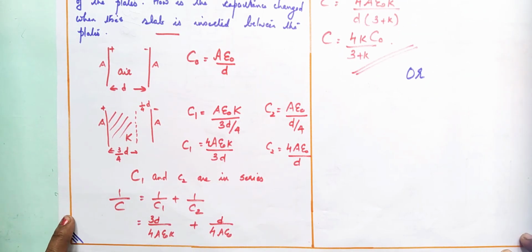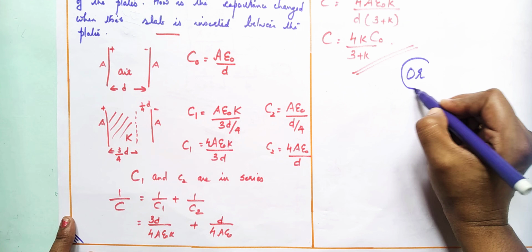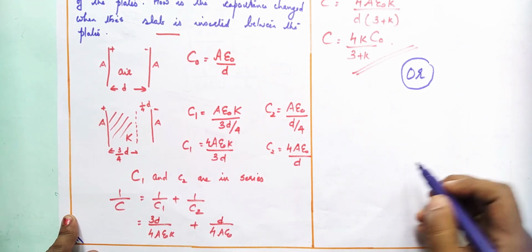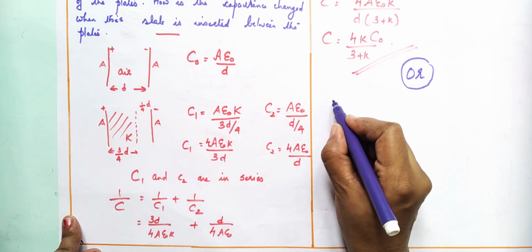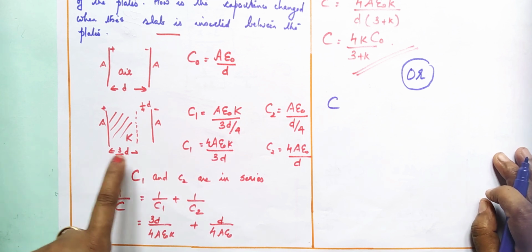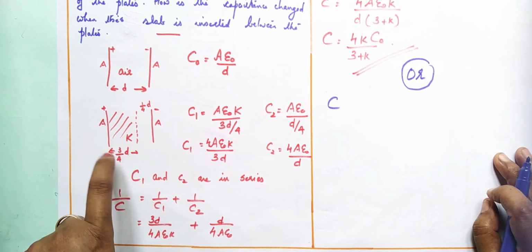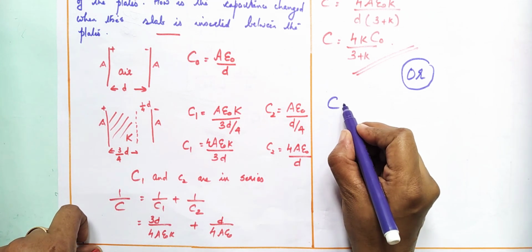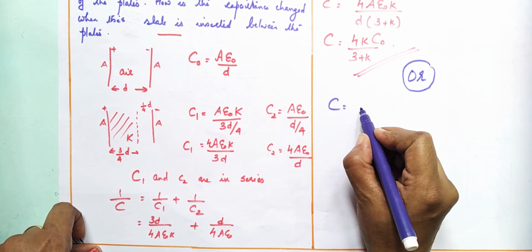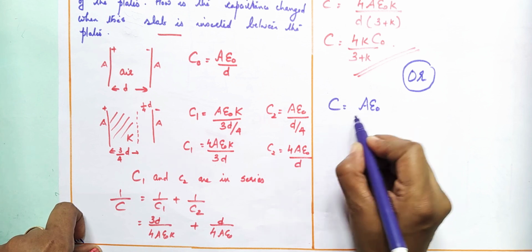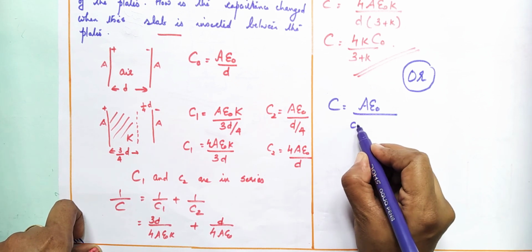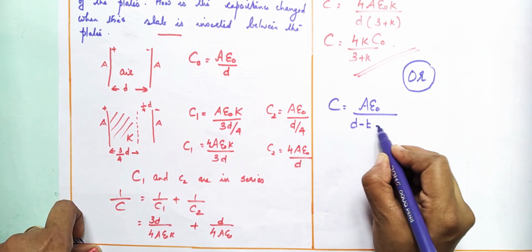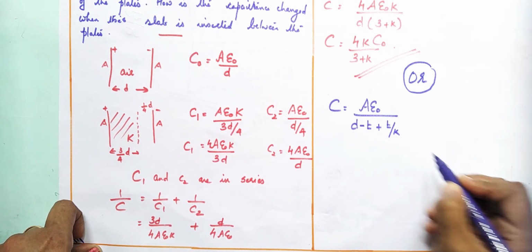Or this can be done in another manner. There is a direct formula for the capacitance. If in a capacitor the separation is not completely filled with dielectric, then another formula for capacitance is given. Capacitance is also given by the formula A epsilon 0 divided by D minus T plus T divided by K.